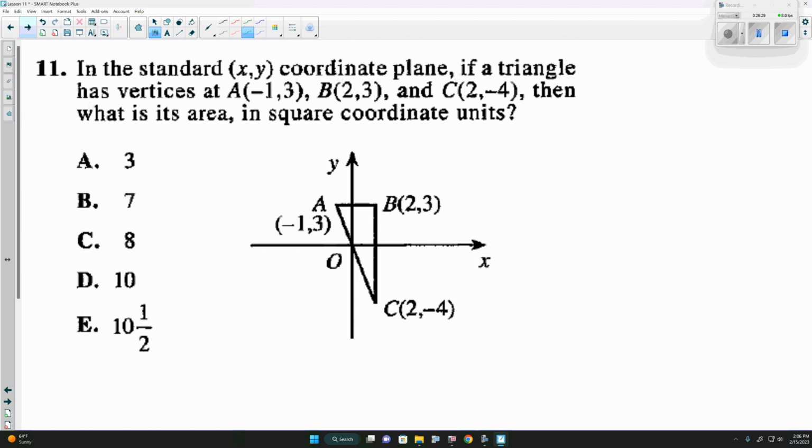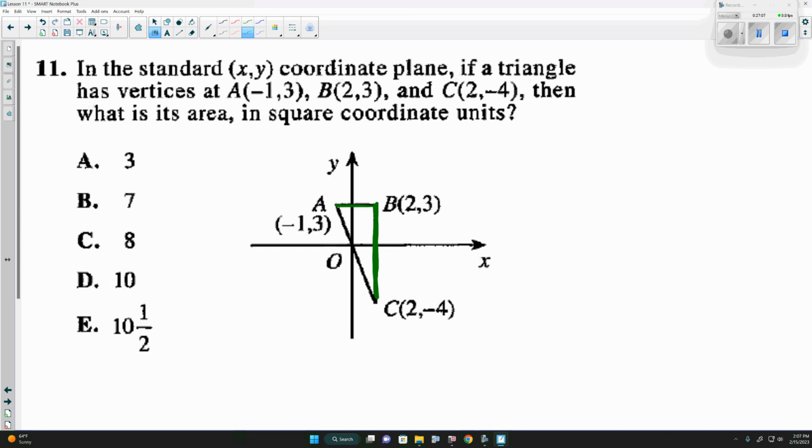In the standard XY coordinate plane, if a triangle has vertices -1, 3, 2, 3, and 2, -4, then what is its area in square coordinate meters? Now looking at this here, does this look like a right triangle? Yeah. I mean, we do have two sides from B to C. This side is going straight up and down, yes? Because the two x values are both 2. So we're just looking at that difference there.